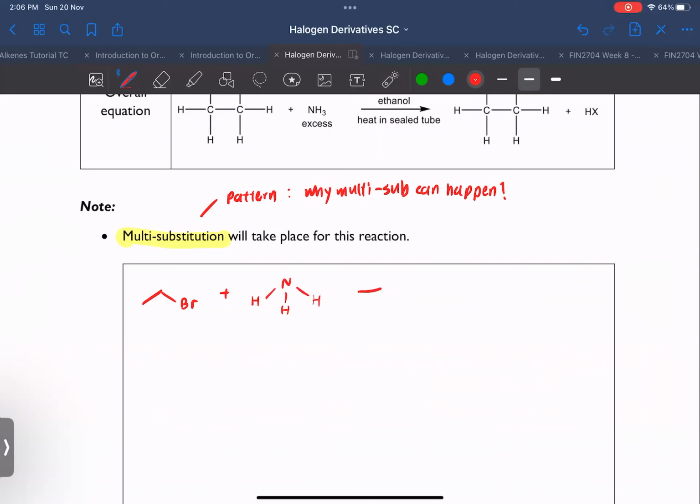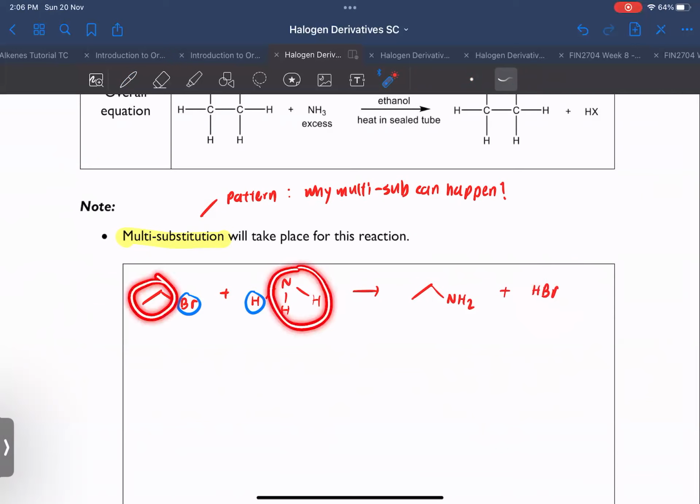And from what we went through just now, the Br is substituted with the NH2, and I get HBr as a byproduct. Now notice something here. An H and a Br will come out to form HBr. Then whatever else that isn't circled in blue will be joined together. So far, I want you all to circle out the H and Br also to show that it comes out. But this is only the first substitution. More substitutions can take place.